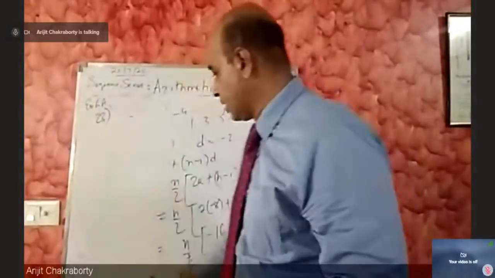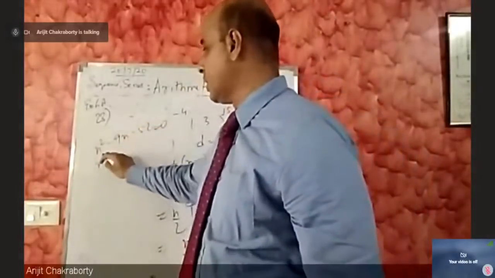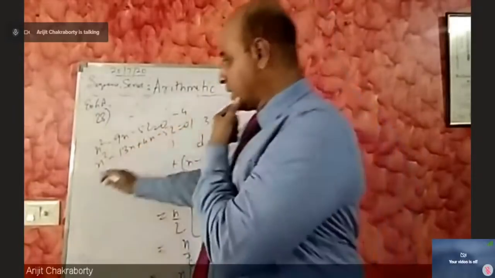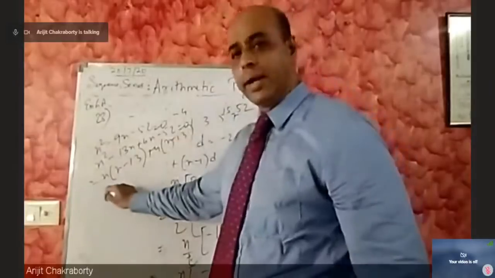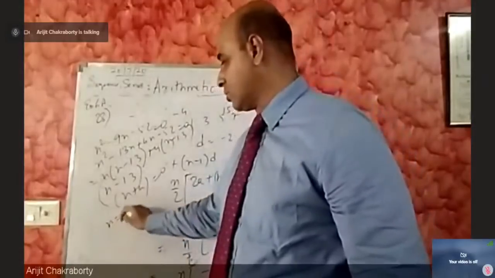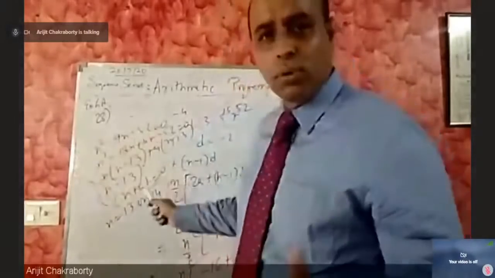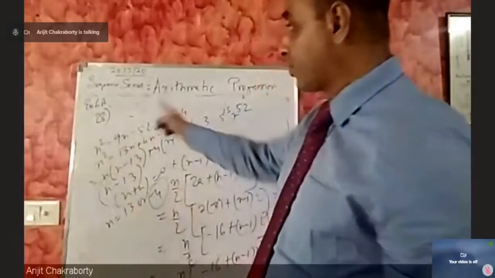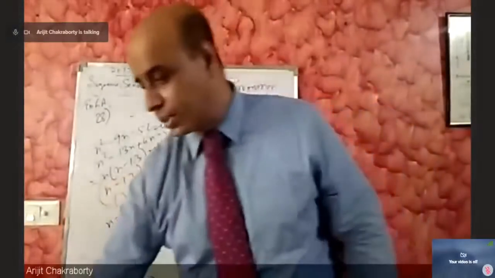So n squared minus 9n minus 52 equal to 0. This will be n squared minus 13n plus 4n minus 52 equal to 0. That gives you n into n minus 13 plus 4 into n minus 13, that is n minus 13 into n plus 4 equal to 0. So n is equal to 13 or minus 4. But n cannot be minus 4 because the number of terms has to be positive. So n will be equal to 13. This is number 23. In this case, it's a quadratic equation, and once you solve it, you get n equal to 13.